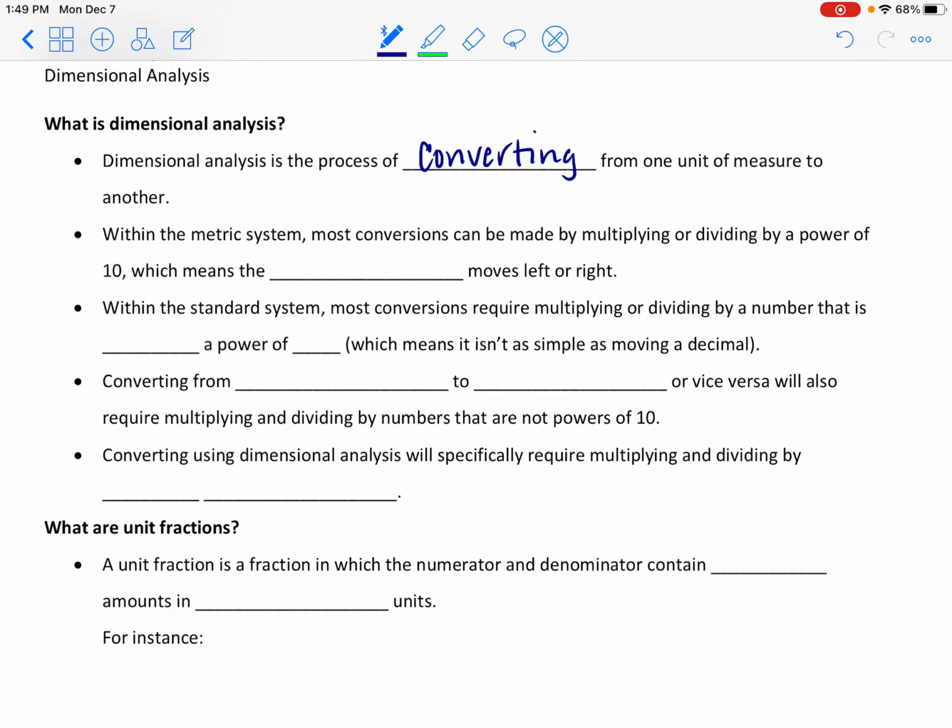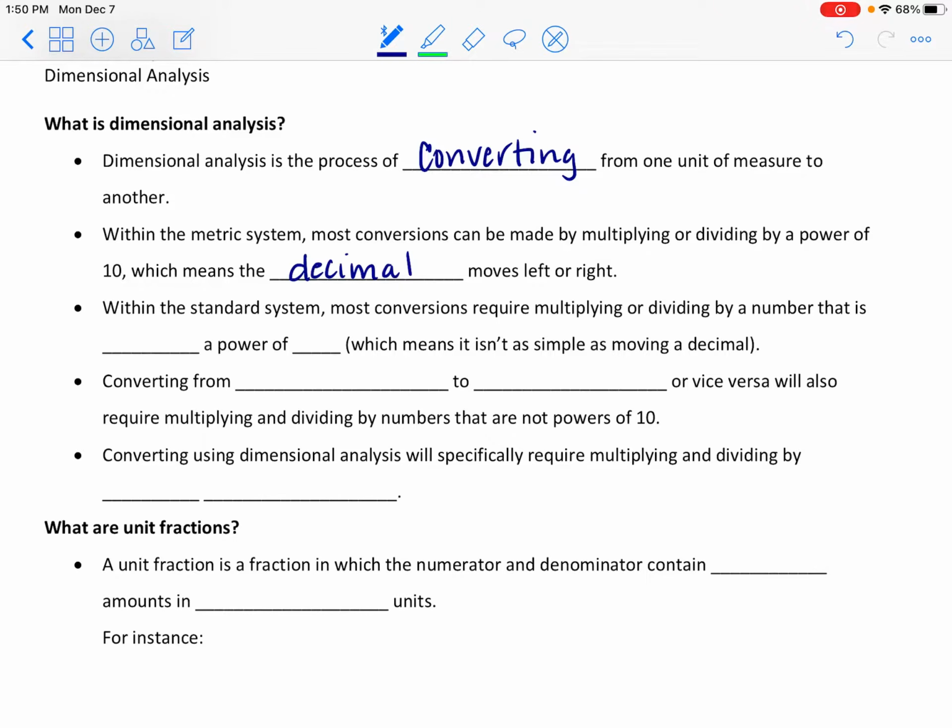Now, within the metric system, it's technically the process again that you could use to convert, but in the metric system it's pretty simple because you're multiplying or dividing by a power of 10, and that just simply means you're moving the decimal to the left or the right. So moving the decimal is not something that requires a complicated process, and not that this process is complicated, but in our standard unit of measurement, most conversions require multiplying or dividing by a number that isn't a power of 10, and so it's not as simple as moving a decimal.